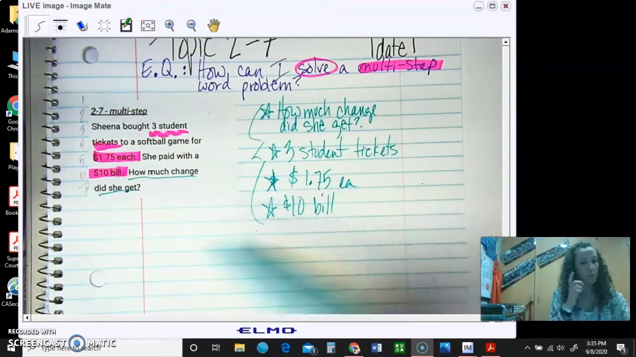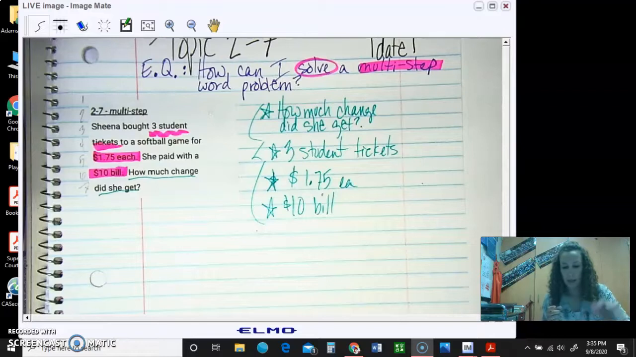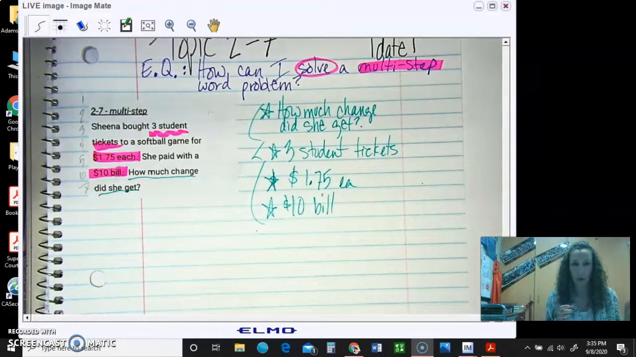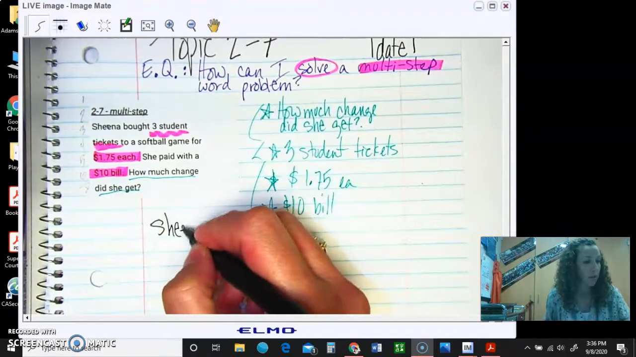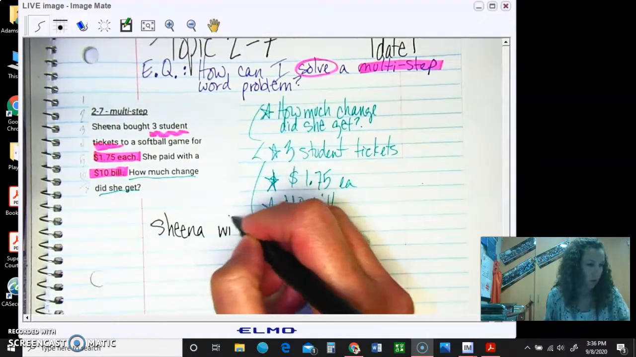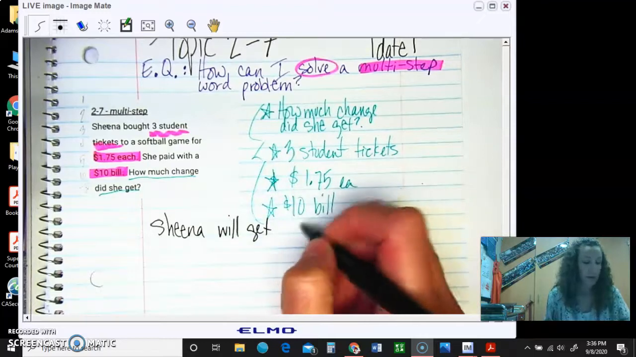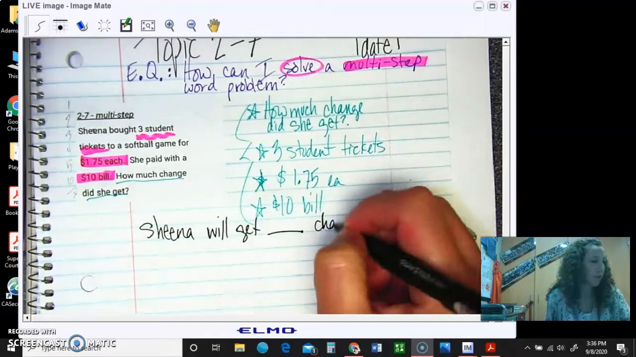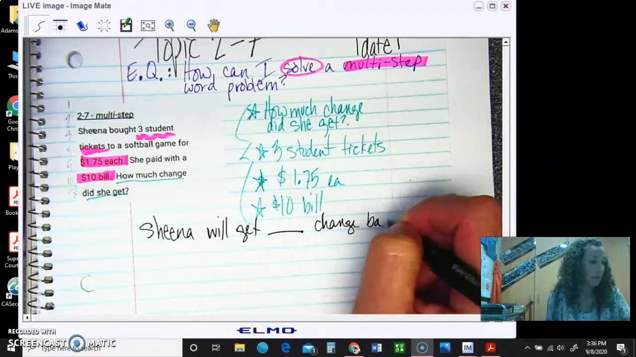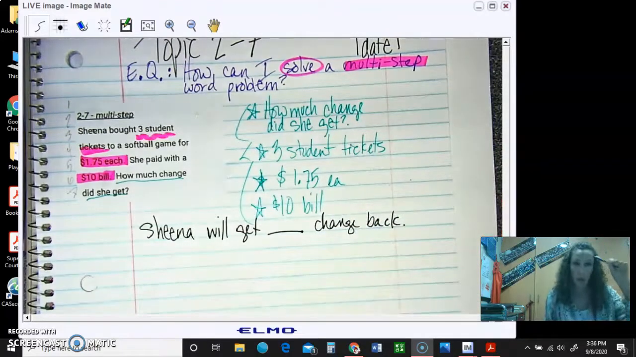Now, what we want to take a look at is drawing a picture. Can I draw a picture to help me figure this out? But before I do that, I want to write my answer, my sentence frame that almost has the whole answer in it. I'm talking about Sheena, right? Sheena will get change back. Again, this is to help me keep in my head what I'm working on.